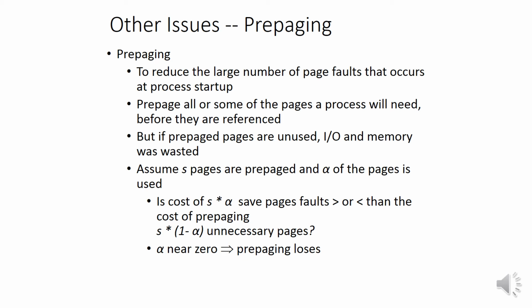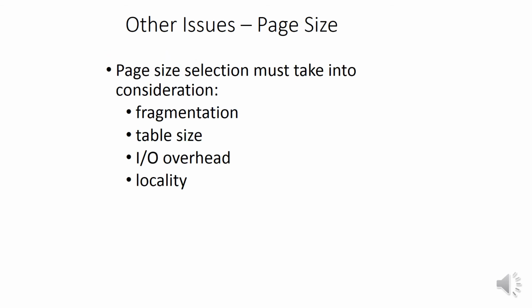Pre-paging is used to reduce the large number of page faults that occur at process startup. If pre-paged pages are not referenced, they are unused and the memory is wasted. Assume S pages are pre-paged and a fraction alpha of the pages is used. The cost of the S times alpha saved page faults is compared to the cost of pre-paging S times (1 minus alpha) unnecessary pages. If alpha is nearly 0, pre-paging loses.